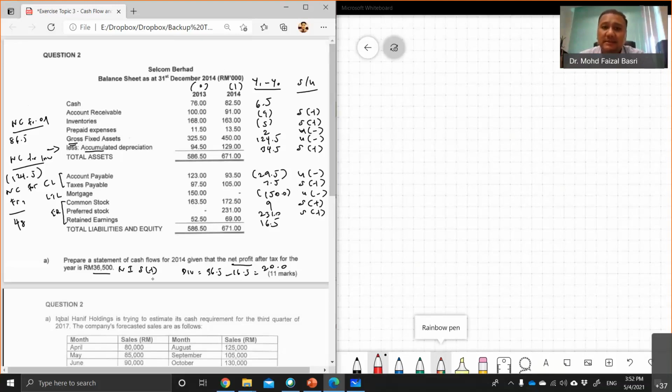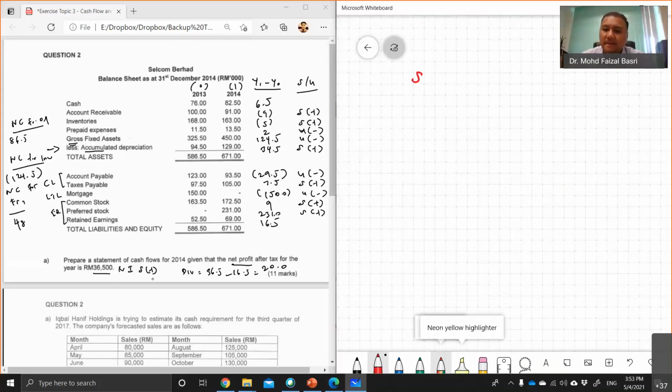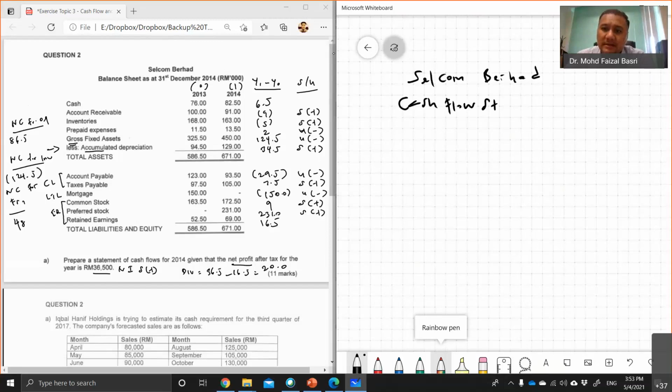So the cash flow statement must consist of the title, the header. First, just follow the format of your balance sheet here. It must have the name of the company on top, and then name the statement: cash flow statement for 2014, because you are doing it for 2014.